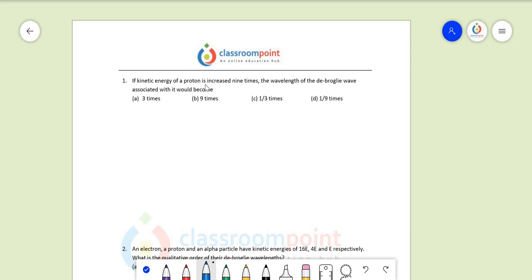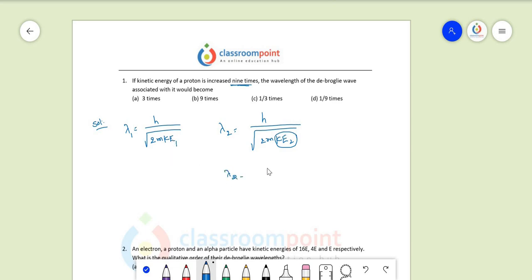If kinetic energy of a proton is increased 9 times, the wavelength of the de Broglie wave associated with it would become? We know the formula initially, that is lambda equals h upon root 2mKE. Let the values be lambda 1 initially, and the kinetic energy is KE1, mass of the particle remains the same. Now later they increased the kinetic energy by 9 times, so lambda 2 equals h upon root 2mKE2. So this KE2 value is 9 times the KE1.